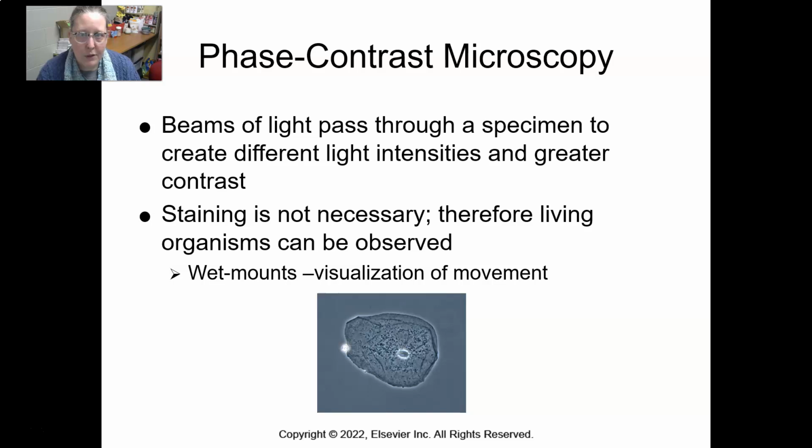So phase contrast microscopy can be used also, especially useful for wet mounts, and you can visualize movements. The beams of light pass through a specimen to create different light intensities and greater contrast. You do not need staining, therefore living organisms can be observed. Some microscopes can use phase contrast for crystal analysis in body fluids, but for us in microbiology, it's mostly to visualize organisms that are alive.